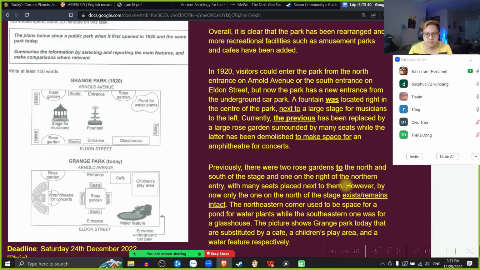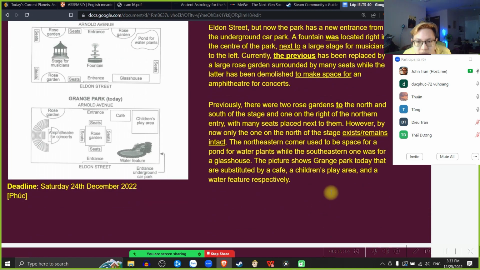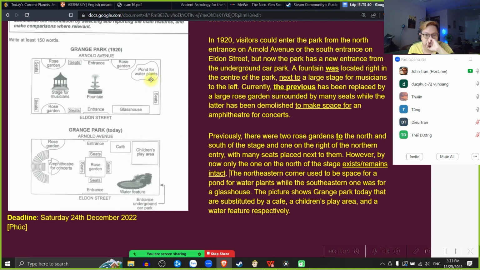Tách câu này ra câu đi. Tại sao lại tách ra đây? Like, why do I split it? Because sometimes you do not need to have like too long sentences, you know? Mấy câu quá dài rất là mệt mỏi. The northeastern corner used to be. The southeastern one. Glass house, okay.